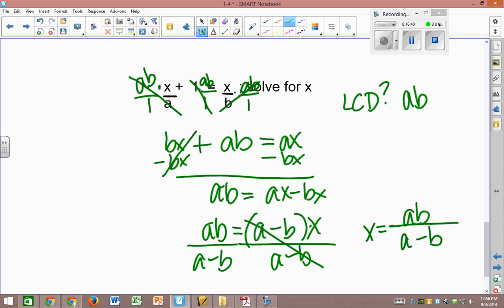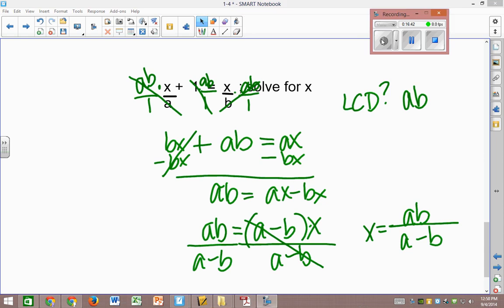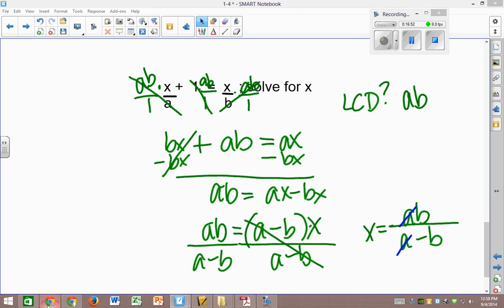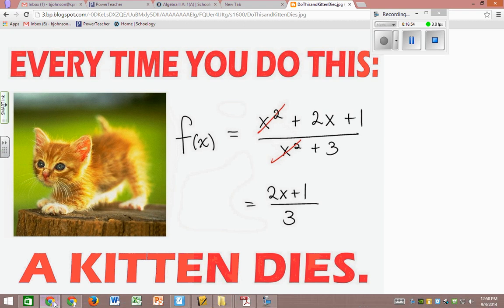Would I be able to just cancel these things? I think there's a lesson here that you need to learn. Every time you do this, see those red slashes? When you have a plus or minus sign in the top or bottom, you may not cancel those. Plus and minus signs are like glue. And if you cancel, a kitten will die. Are you serious? I saw it on the internet. It's got to be true.